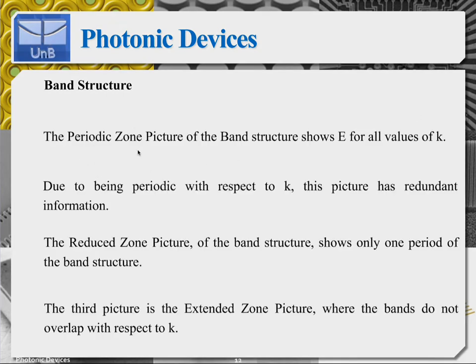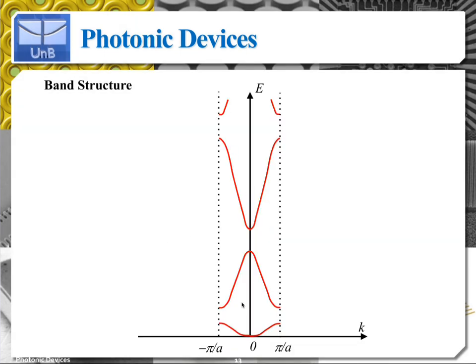So what we've just seen is the periodic zone picture of the band structure, which for a given range shows E for all values of k, perhaps showing many periods. But due to being periodic with respect to k, this picture has redundant information. It would be possible to just show one period. So this is what's called the reduced zone picture, where you would show only one period of the band structure. So it would look something like this.